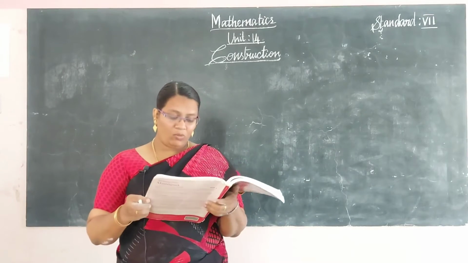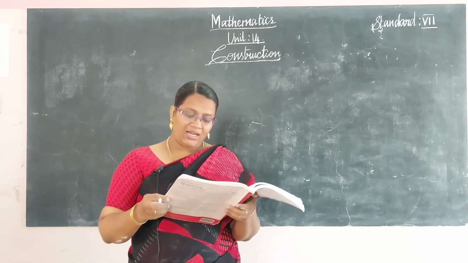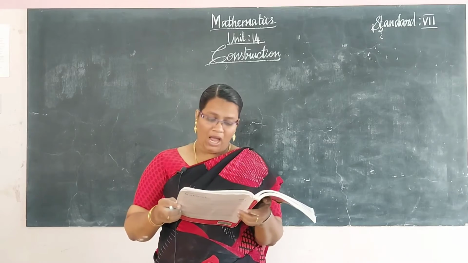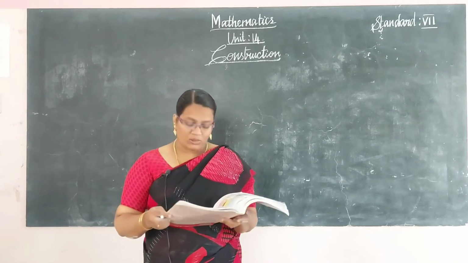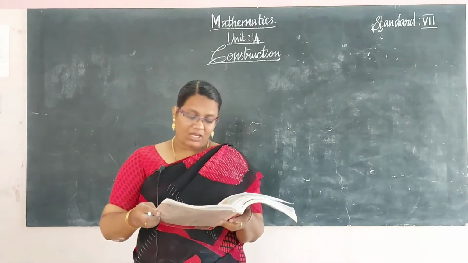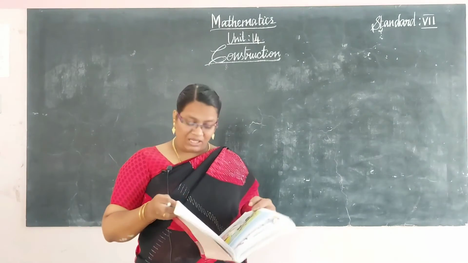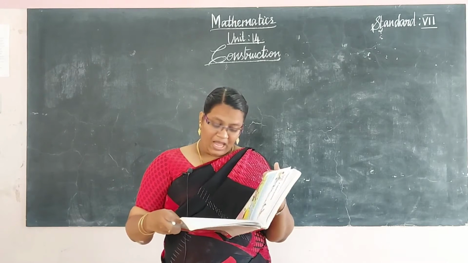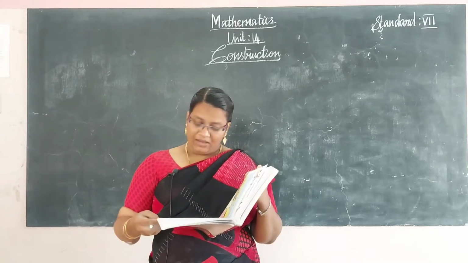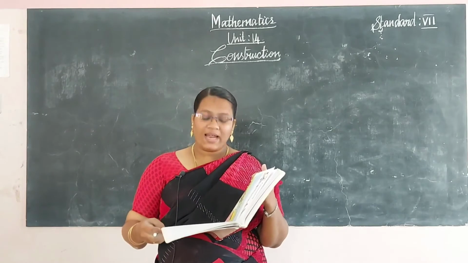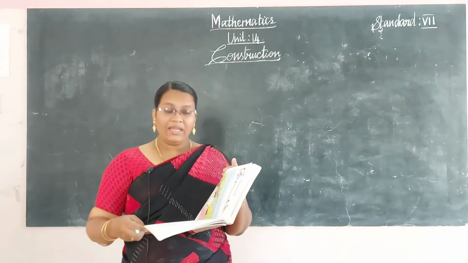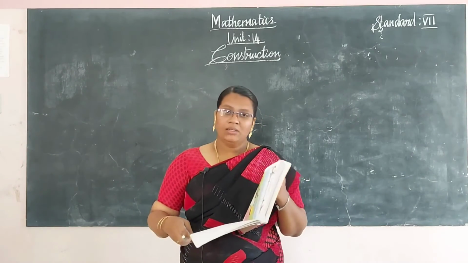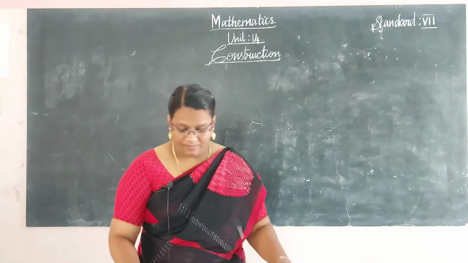Now see Example 1. Construct a line parallel to the given line AB and passing through a given point P outside the line AB. What is given? We have to construct the parallel line to the given line AB that passes through a given point P outside the line AB. If the point P is outside the line, how do we make a parallel line? We will see.